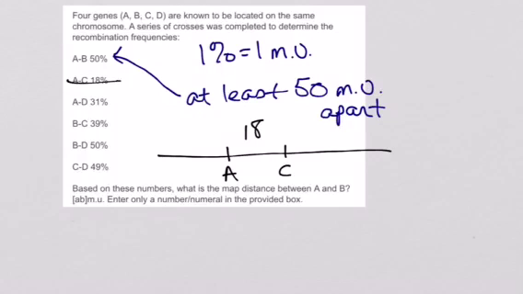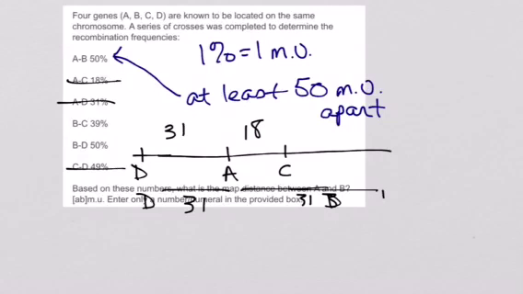Then if I look at some of the other ones, A and D, that means D is going to be 31. And based on the information between C and D, I know that this is the correct location for my D. And then the only other ones I have, if I look at B and C, B is going to be over here at 39. And then I'm left with just the 50% between A and B and D.